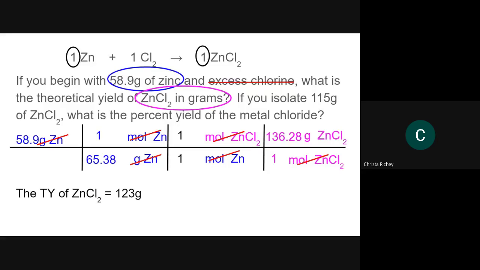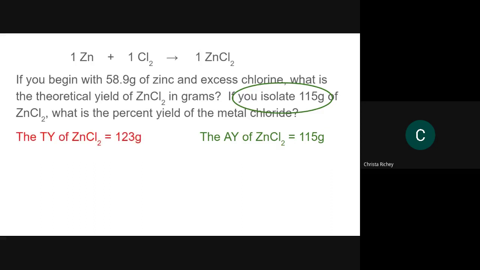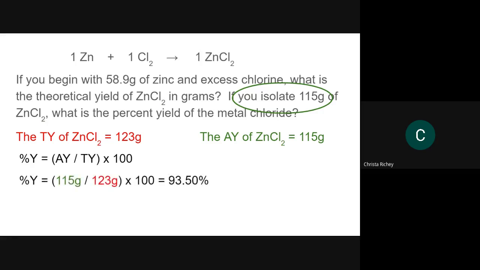Yeah? Maybe? No? Okay, so still the same problem. But if I'm asking for percent yield, what's circled in green is my actual. My math that I just calculated was my theoretical. And to calculate percent yield, it is actual, which should be the smaller number, divided by the theoretical, which is the answer from your math on the previous slide, times 100. And when I do put this in, I get 93.50%, which is actually extremely good.